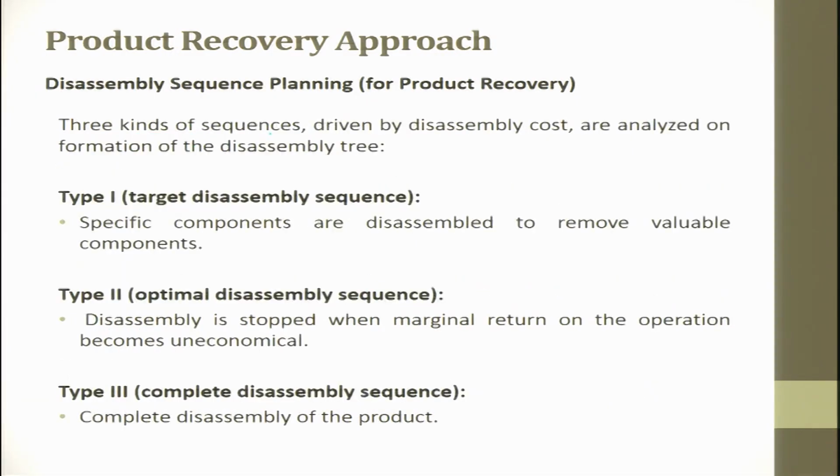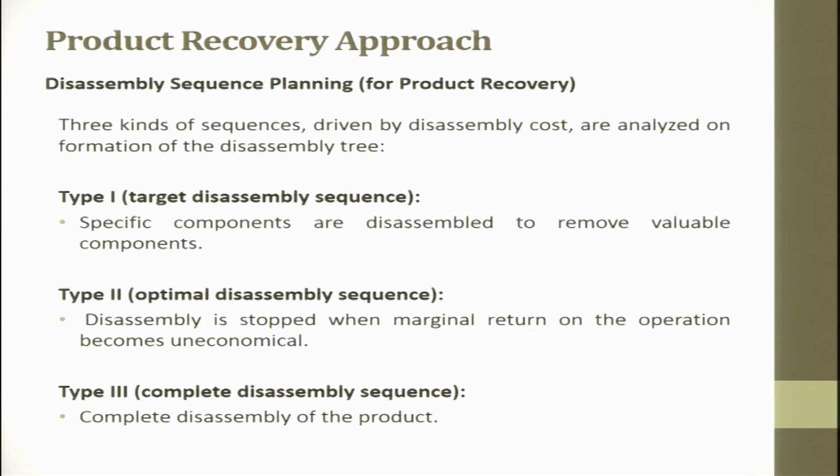Three kinds of sequences, driven by disassembly cost, are analyzed on formation of the disassembly tree. Type 1 is the target disassembly sequence: specific components are disassembled to remove valuable components. For example, you remove some 10 bolts and nuts and you recover a complete engine. That is the target disassembly sequence. Then the optimal disassembly sequence: disassembly is stopped when marginal returns on the operation become uneconomical.